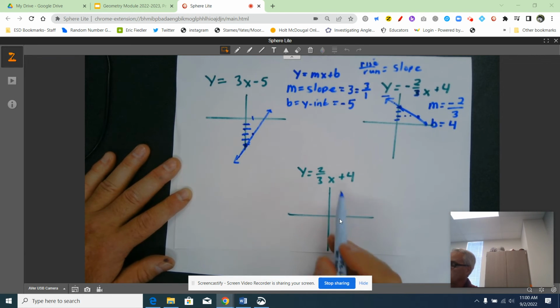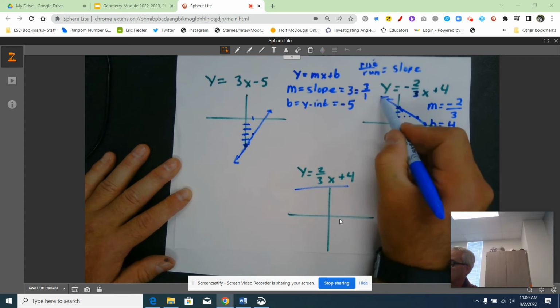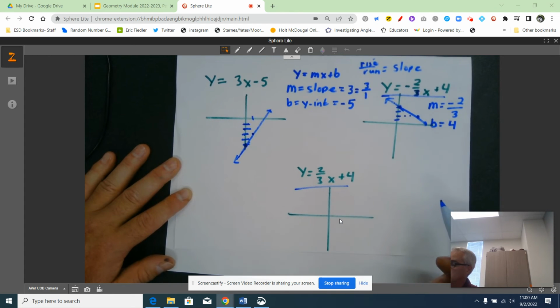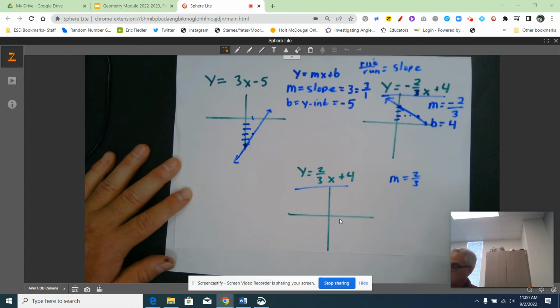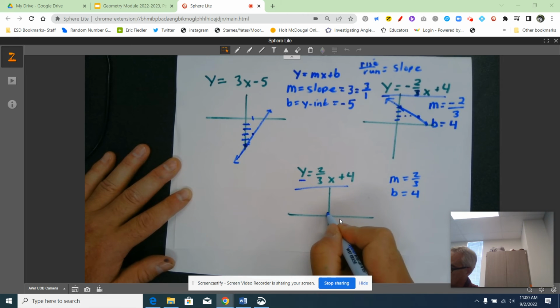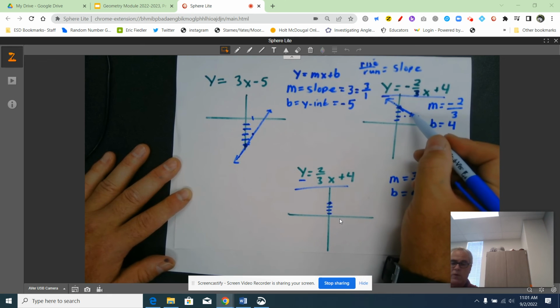Last one. I just wanted to do one that looked close to the one that we just did. Okay, but notice the slope is positive. m is equal to 2/3 because that's the number next to the x. The y-intercept is the stuff that comes after the x when it's solved for y, which it is, and that's 4. So I'm going to plot the y-intercept of 4. 1, 2, 3, 4, which is the same as the one before, right?